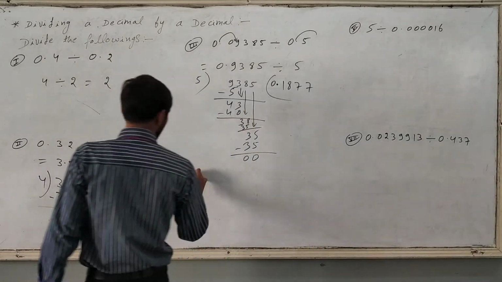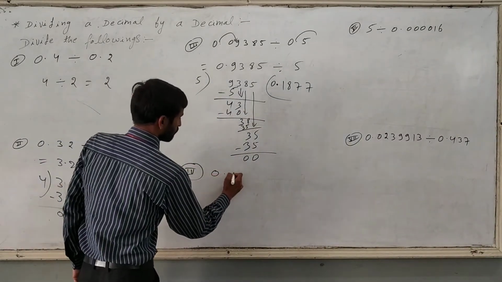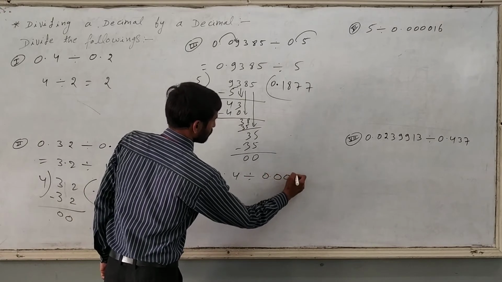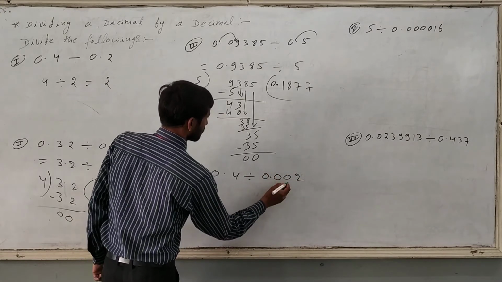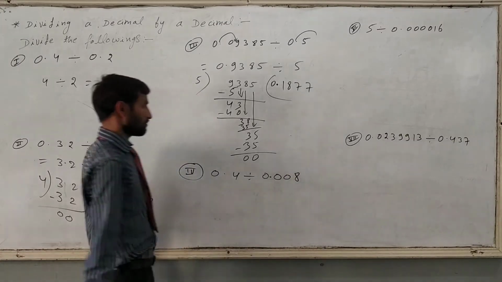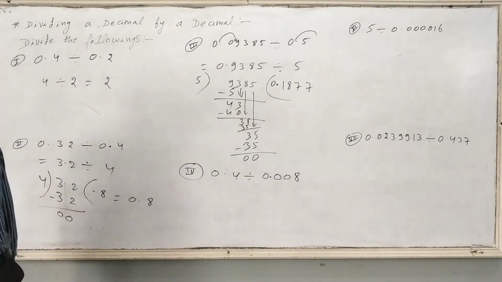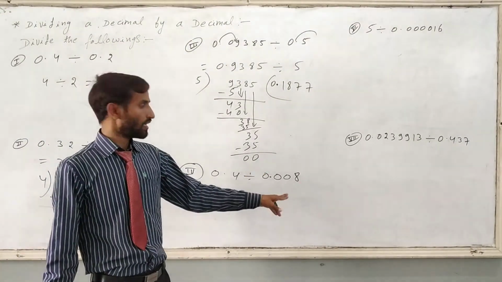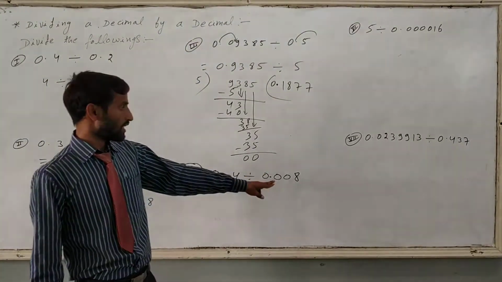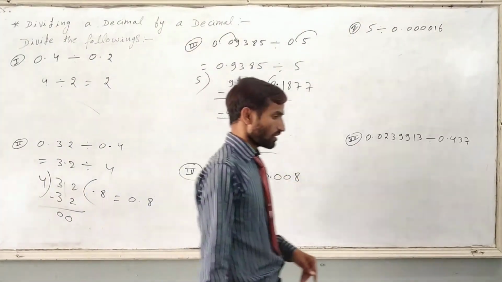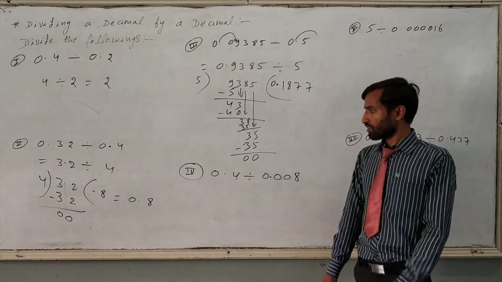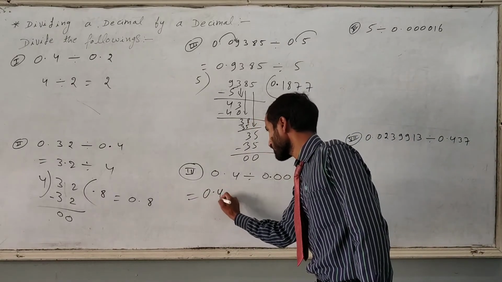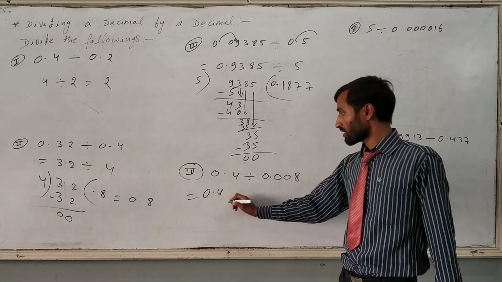I have written in this next question 0.4 divided by 0.002. If this type of number is given, how will you divide? The dividend has 1 decimal place and the divisor has 3 decimal places. For that we have to remove 3 decimal places, but it has only 1 decimal place. So for that we have to make the same number of decimal places, like decimals.